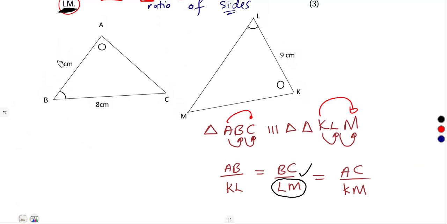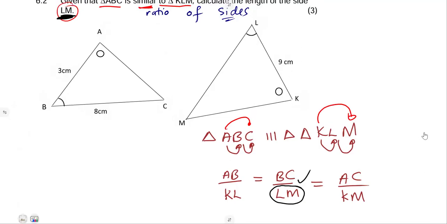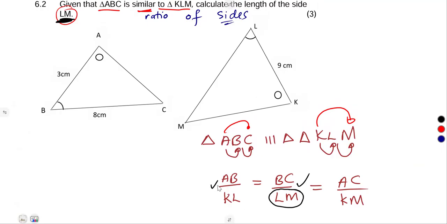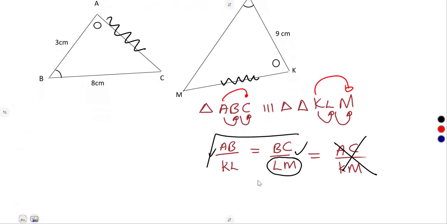Are we given AB? Yes, AB is there. What about KL? From K to L, we have it. We have this part. What about AC over KM? AC, there is nothing here. K to M, there is nothing there. So this ratio at the end, ignore it. Use what you are given where it is complete and the part of what you're being asked to calculate. So this is the one that we are going to use.